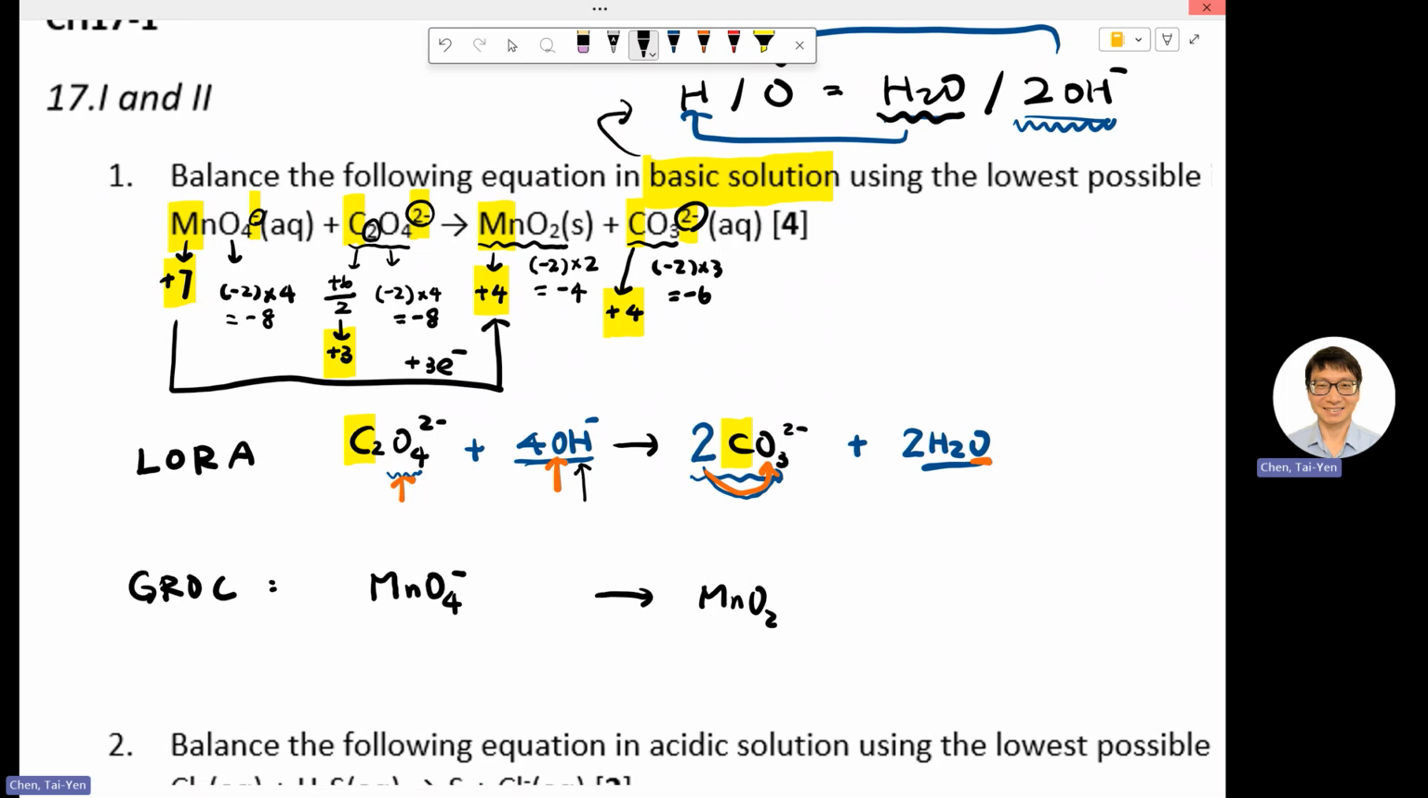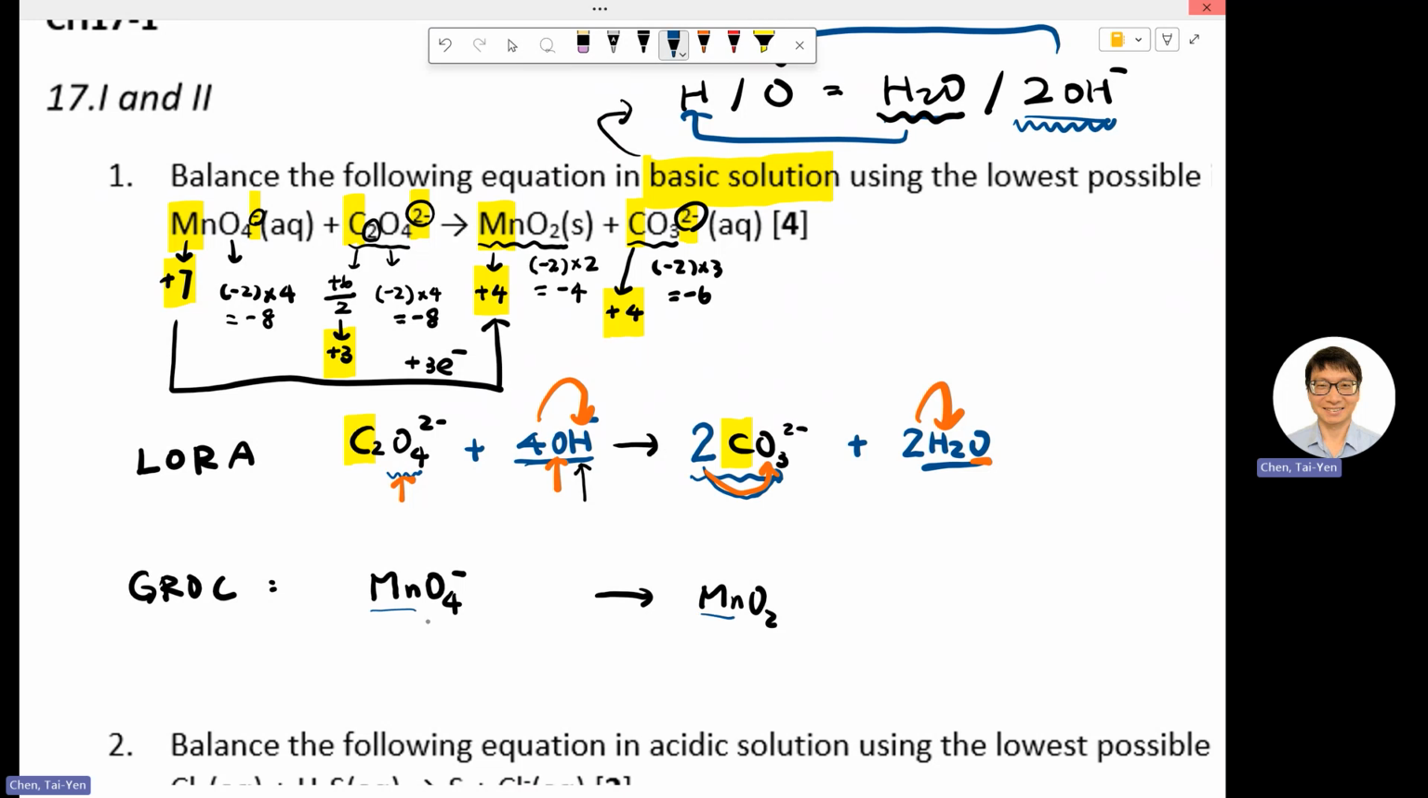Then we check the hydrogen. Okay, so you have 4 hydrogens here, and you also have 4 hydrogens here. Okay, so up to this point, you can see all your atoms have been balanced. Similarly, we're going to apply the same concept for your G rock. Okay, so the manganese has already been balanced.